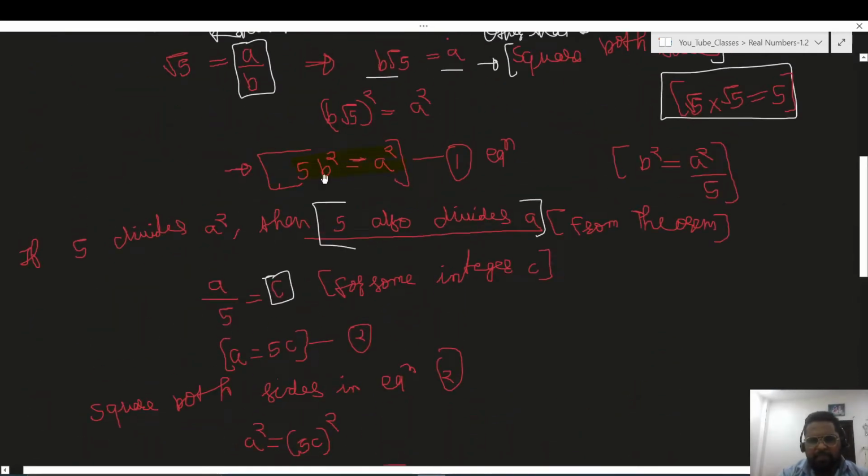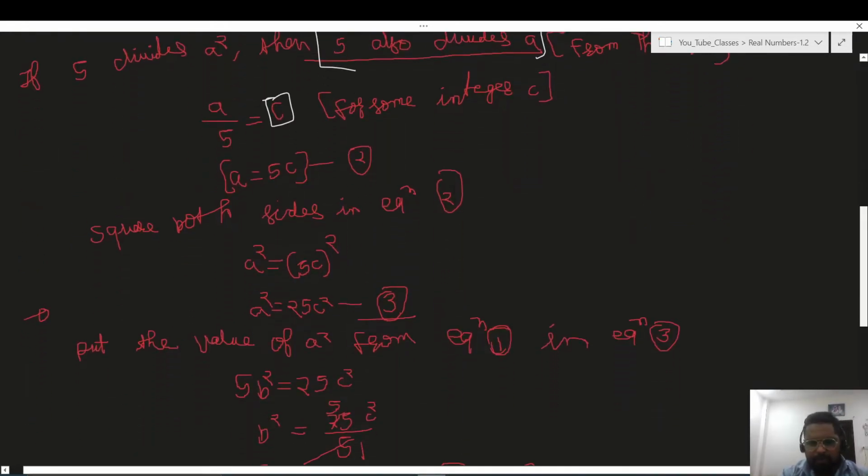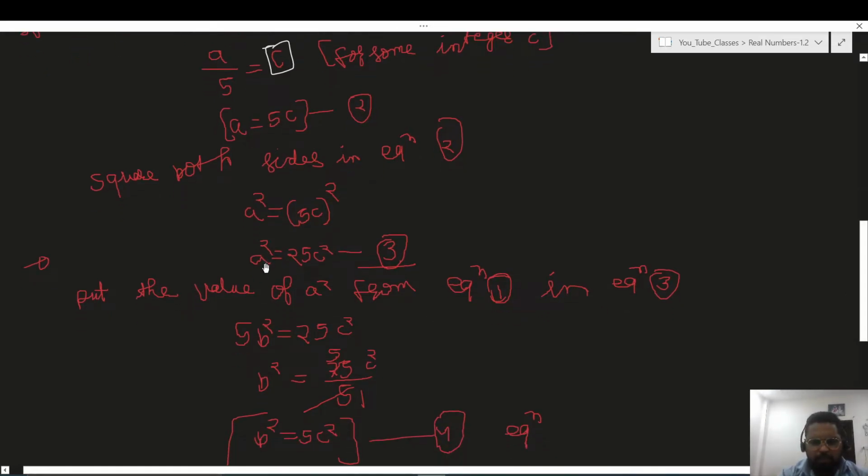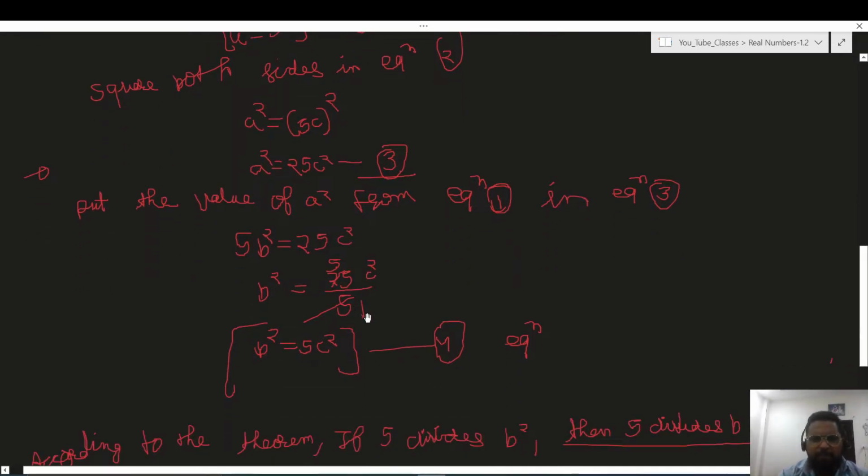So from the first equation, we have a value of a square as 5b square. I can put this value of a square in equation third. I am just putting the value of a square from equation first into equation third. So instead of a square I put 5b square, then 5b square equals 25c square, right. Then I will take this 5 to the right hand side, it gets divided into 25c square, then cancel and simplify, 5 5s are 25. So from this relation, I will get b square is equal to 5c square, which is our fourth equation.